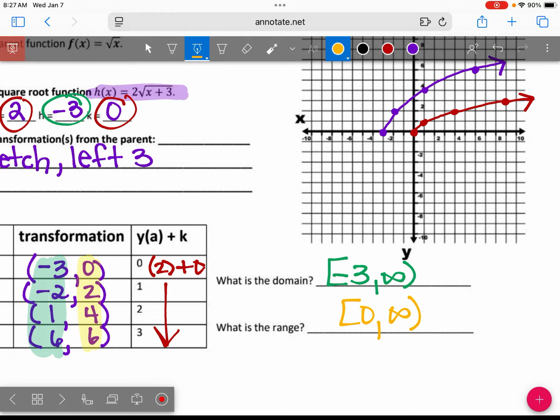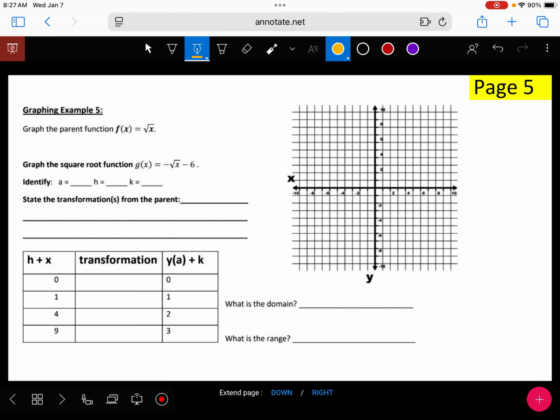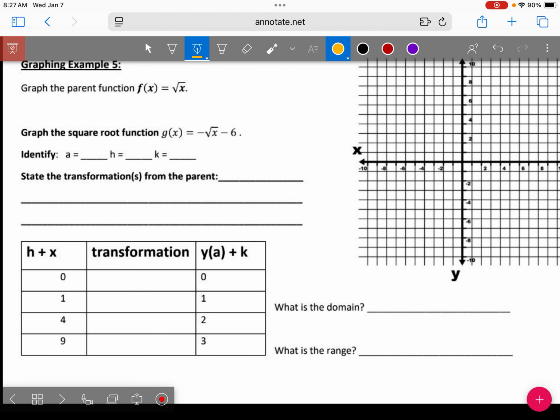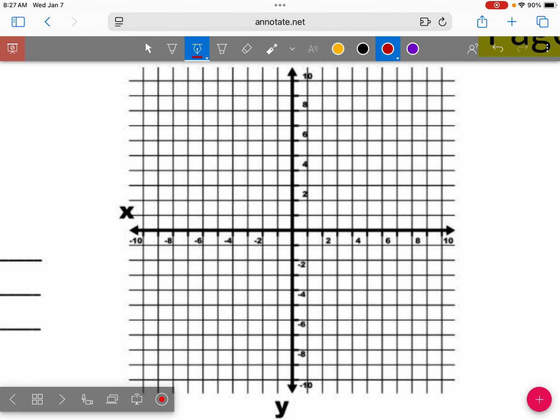Any questions? How we feeling? Thumbs up, sideways, thumb down. I'm just trying to see where we at. Okay, got a couple more. Let's go ahead and go to example 5. And again, we're going to start off by graphing the parent. 0, 0, 1, 1, 4, 2, 9, 3.